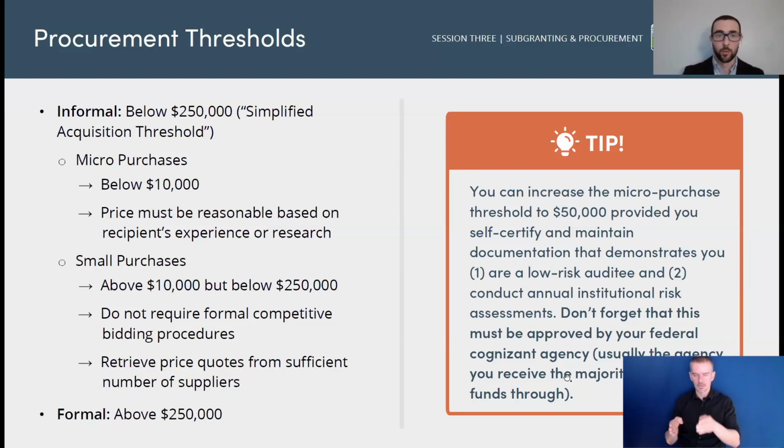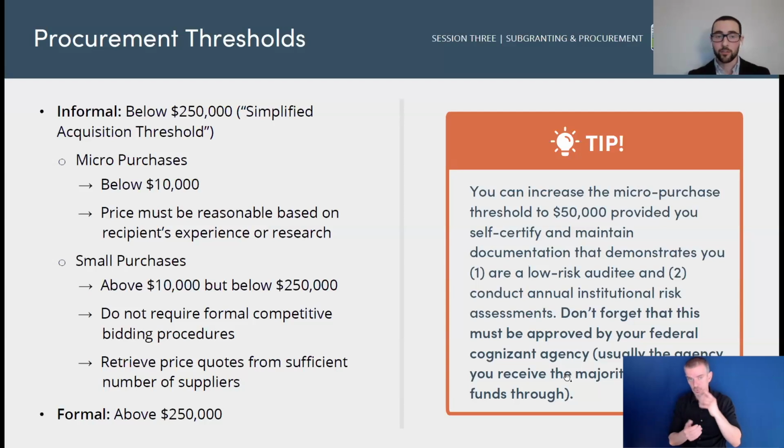So informal methods are going to apply to expenditures below, or to contracts below, $250,000. And within this informal category, there's two subcategories. There's micro purchases and there's small purchases. Micro purchases are below $10,000, and the price of the goods or services that you're procuring has to be reasonable based on your experience or research or both.